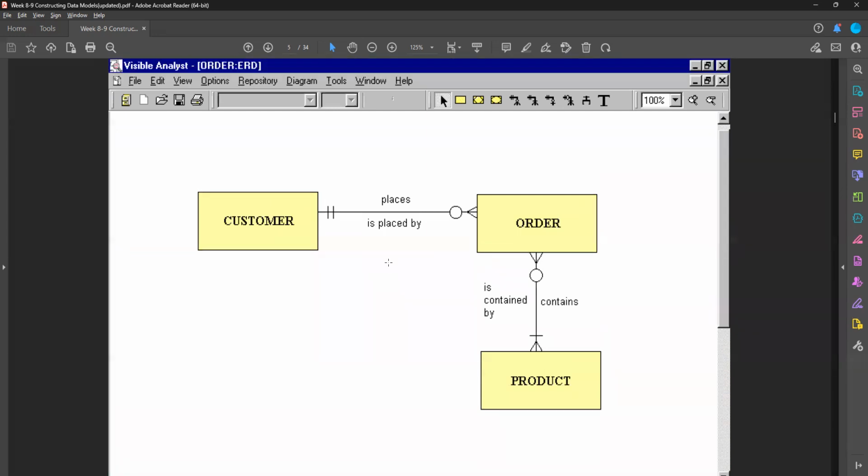Okay, so we have an example here. So we have an ERD here.